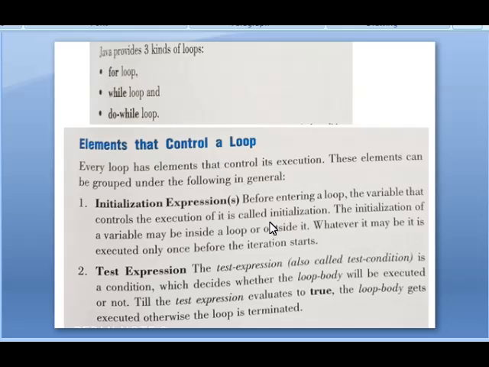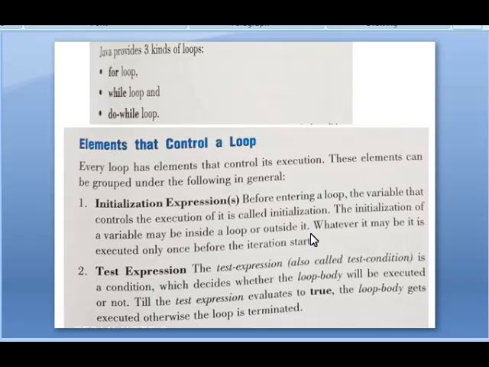Now we are going to see the elements of a control loop. Every loop has elements that control its execution, and in general they can be grouped as follows. First one is initialization expressions, second one is test expression. First, initialization expressions: before entering a loop, the variable that controls its execution is initialized. The initialization of a variable may be inside the loop or outside the loop.